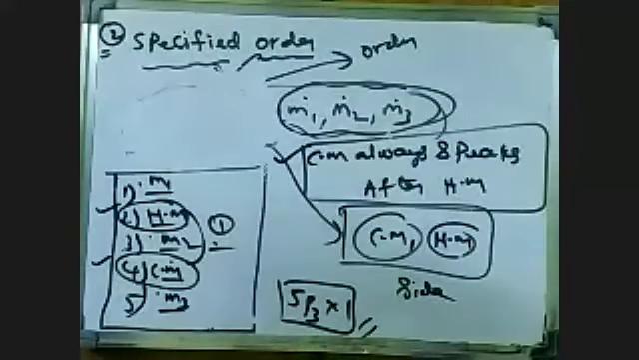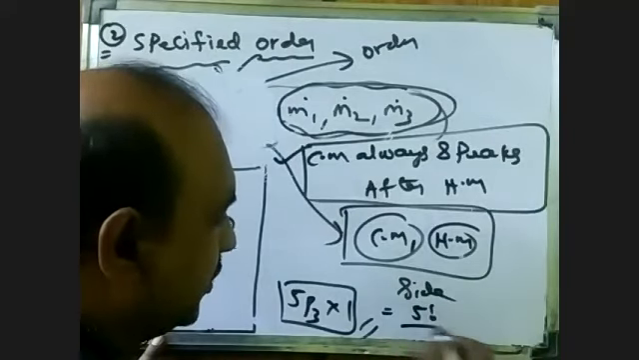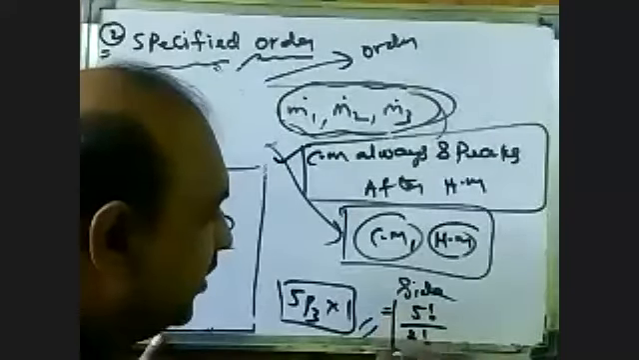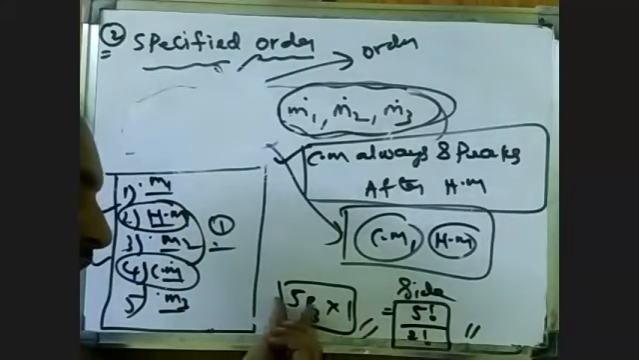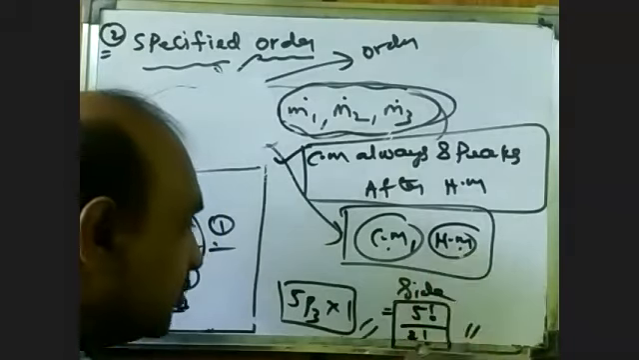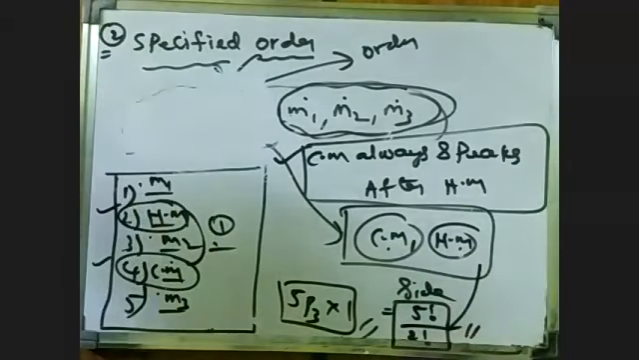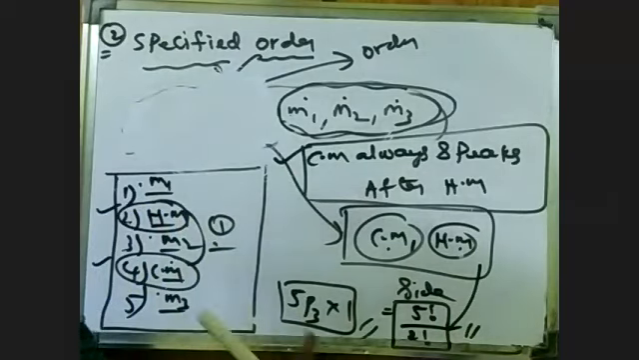5P3 means how much? You can say 5 factorial by 5 minus 3 factorial, that is 2 factorial. NPR is n factorial by n minus r factorial, so 5 factorial by 5 minus 3, 2 factorial. Since 2 objects are in specified order, we got 2 factorial here. It's very simple.